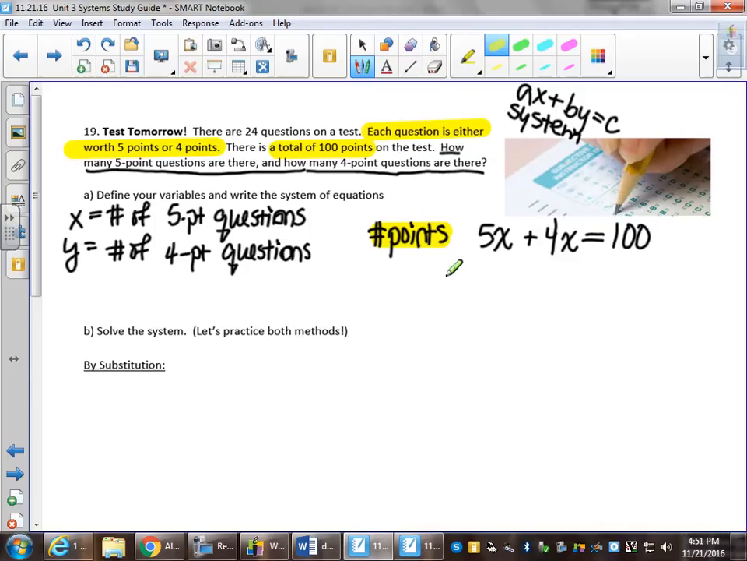Everything in yellow is now off limits. It's been used. So what other piece have we not used yet? Well, we haven't used that there are 24 questions total on the test. Whenever your variables are defined as number, expect there to be an equation about, in this case, number of questions or like number of items. So the number of 5-point questions, which is x, oh, let me catch up on my highlighting.